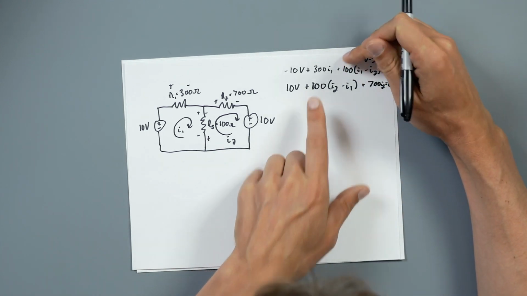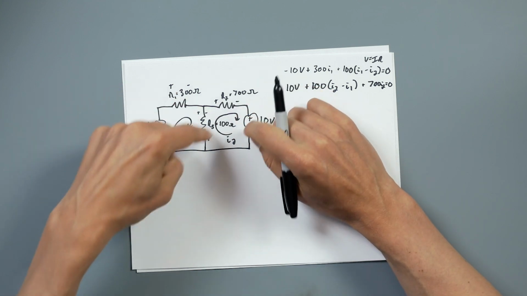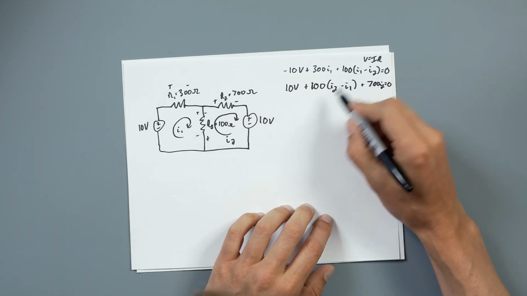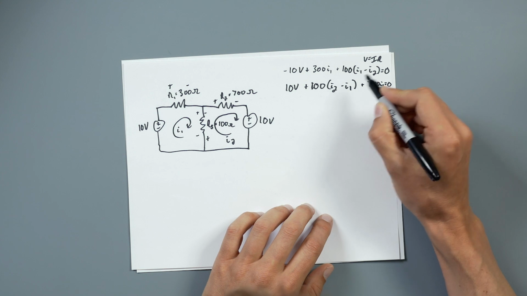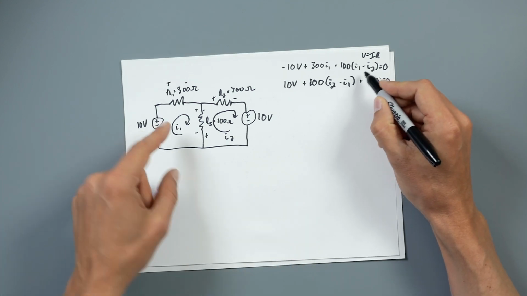So a couple of the key things to notice here is that even though on the outside these are both plus 100, since the current was defined as going a different way, you have the differences in the middle. So on this one it is I1 minus I2.